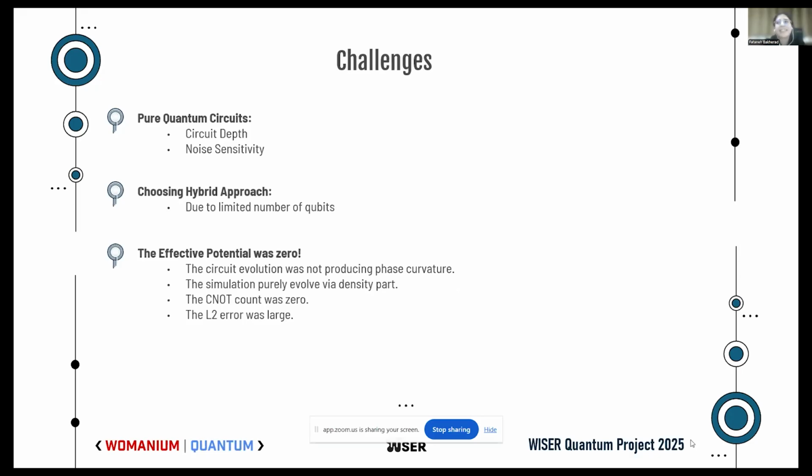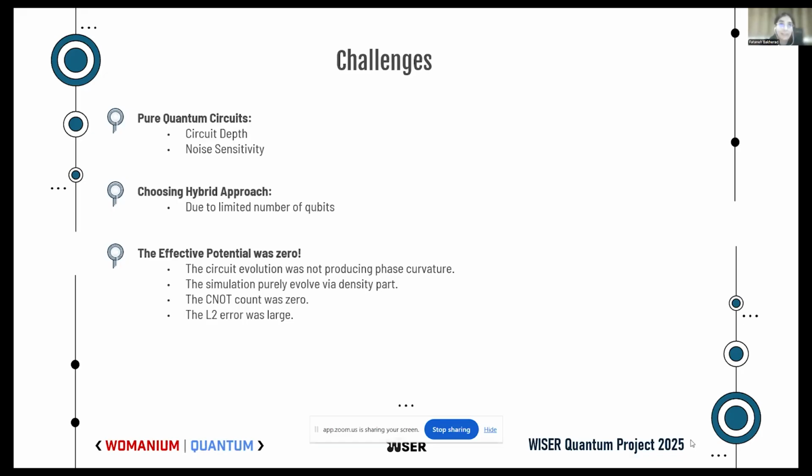Now I want to talk about the challenges we faced during our work. First was simulating nonlinearity with a pure quantum circuit using, for example, VQE or similar approaches, which would cause noise sensitivity and large circuit depth. So we chose to simulate our system with a hybrid approach and use a classical one in some steps. So we chose nonlinearity over the pure quantum circuit.